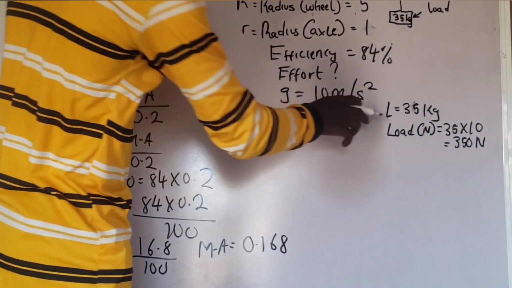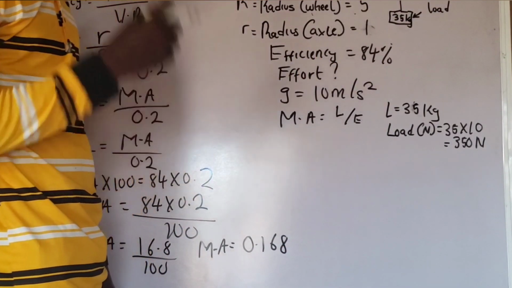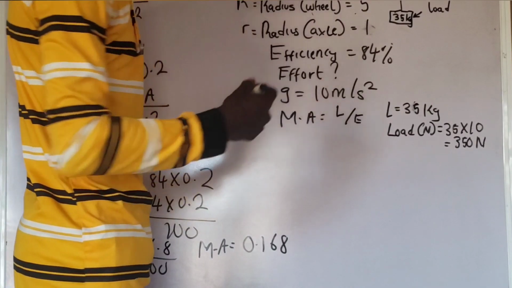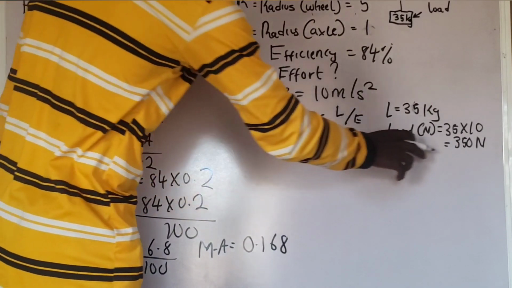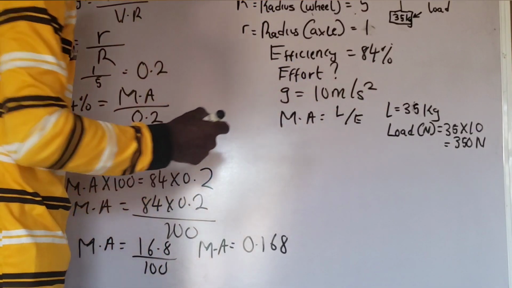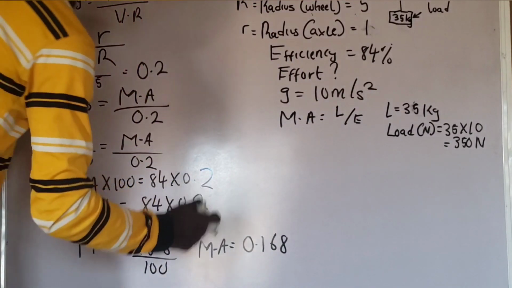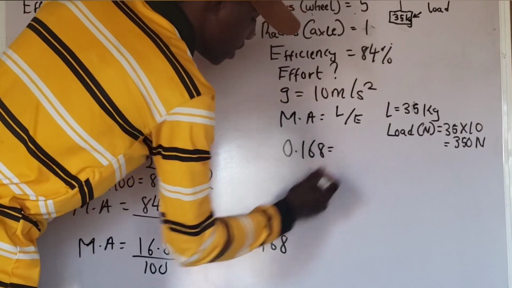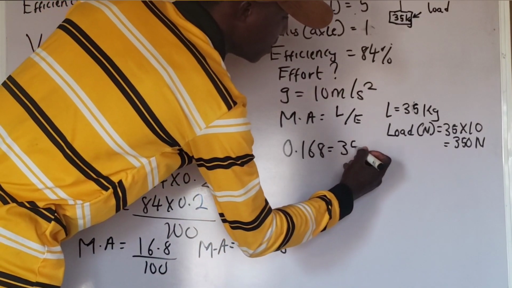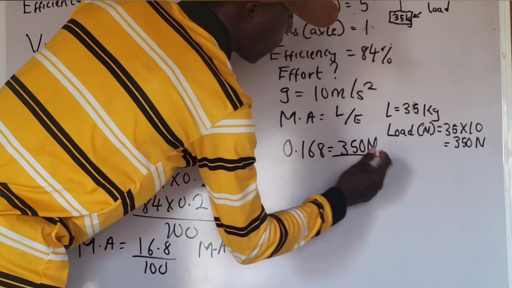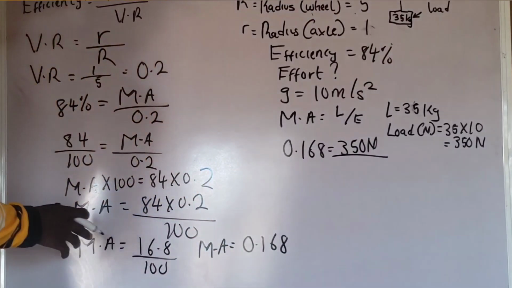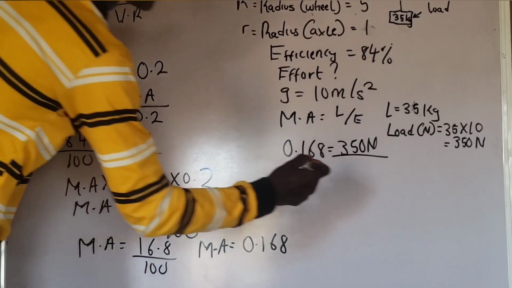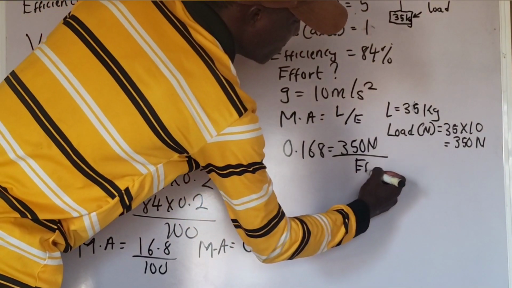I cannot use the load in kilogram. I have to convert it to Newton. So in order to convert 35 kilogram to Newton, I multiply it by 10. So I have 350 Newton. So the mechanical advantage is 0.168. So I'm going to have 0.168 equals load, which is 350 Newton, all over the effort. The effort is what I want to determine, so we don't know the effort.